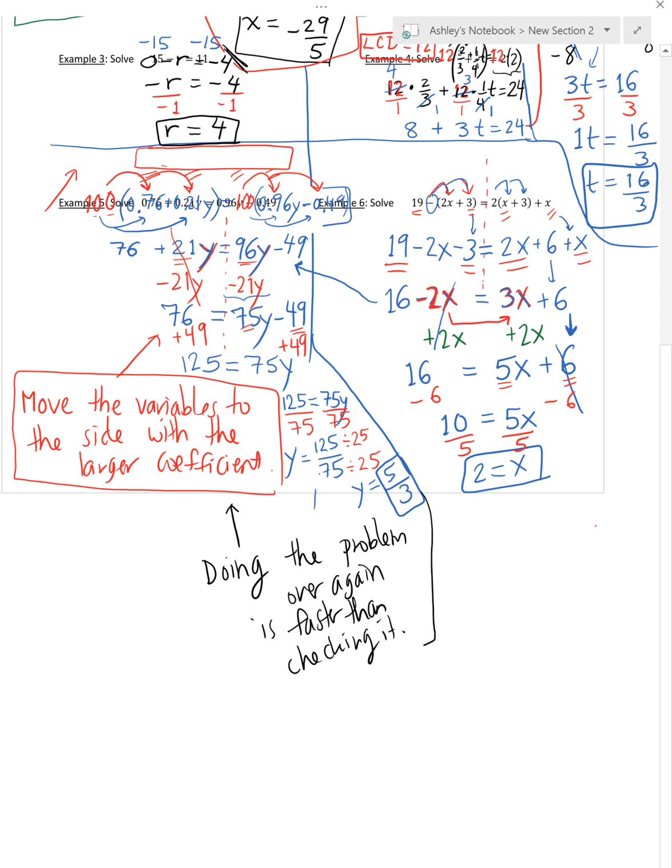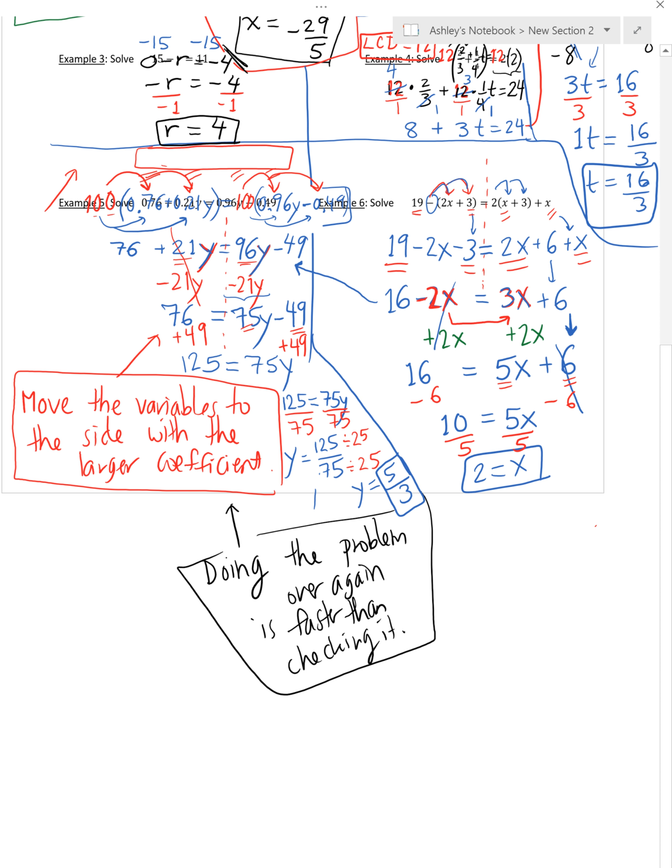Because chances are, let's say you did it wrong the first time. If you try it all over again, chances are you're probably not going to get the same answer the second time. You're either going to do it wrong again and get the wrong answer, or a different answer, or do it right the second time.